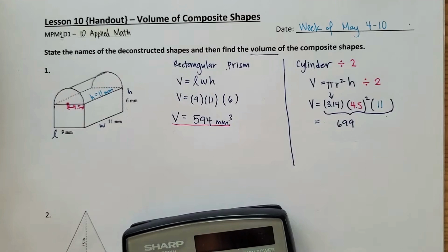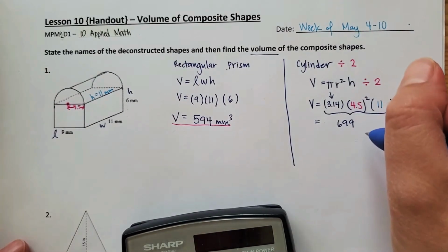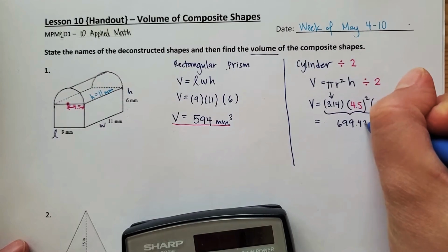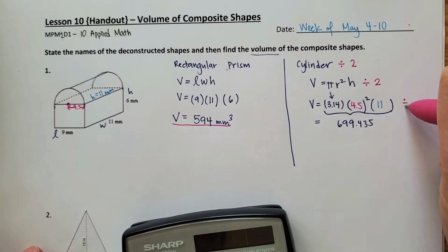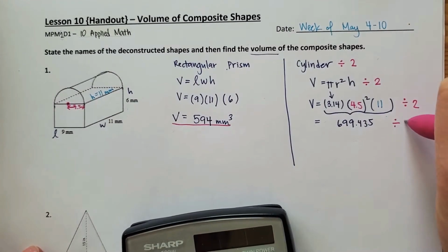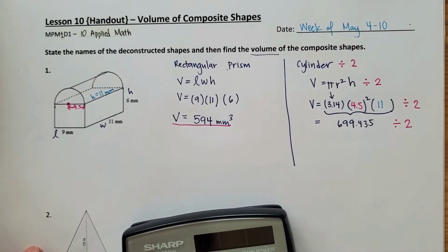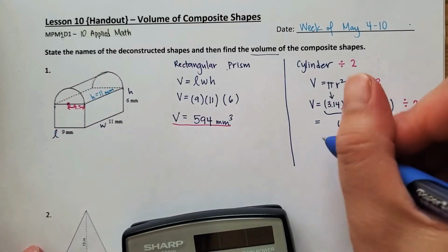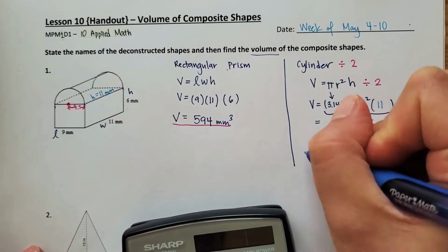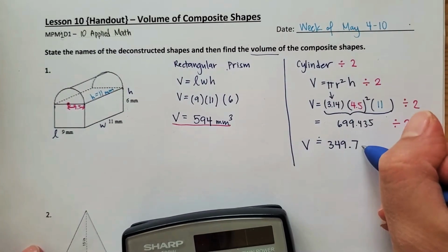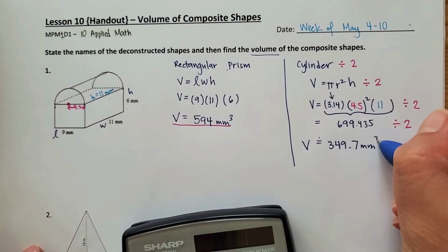So 3.14 times 4.5 squared times 11. Yep, it's like 699.435. I'm just keeping it in there because don't forget, we've got to divide it by 2. So when we divide that by 2, we should get 349, and let's round this to 1 decimal place. So volume is millimeters cubed.